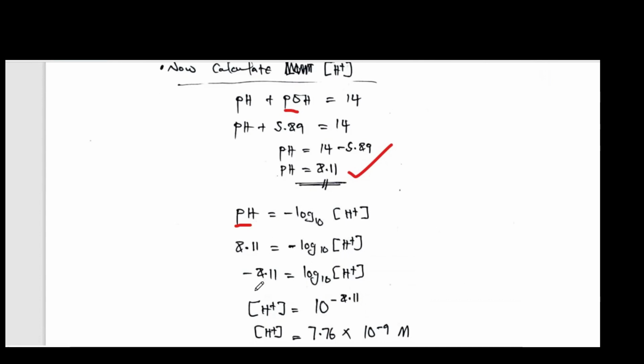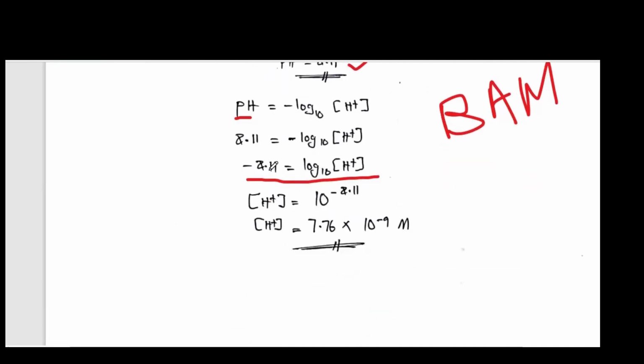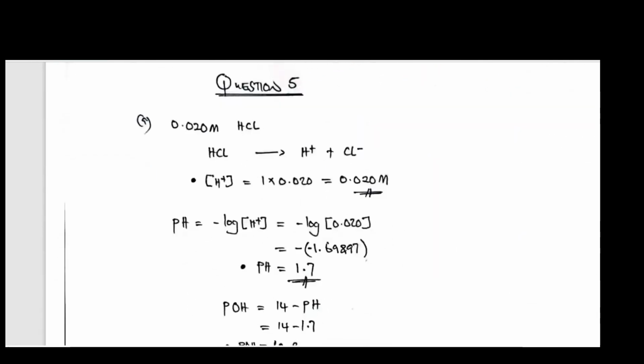I divide both sides by negative. The negative goes to the left. There it has no negative, okay? Then when you reach here, you apply our BAM, right? Our BAM base to the power answer is equal to what is in the mid. So the base is 10 to the power answer, minus 8.11, is equal to the concentration of hydrogen ions there. When we apply them into the formula and you punch that into your calculator, you're simply getting this as your answer. All right, so we move to the next question, which is question number 5.